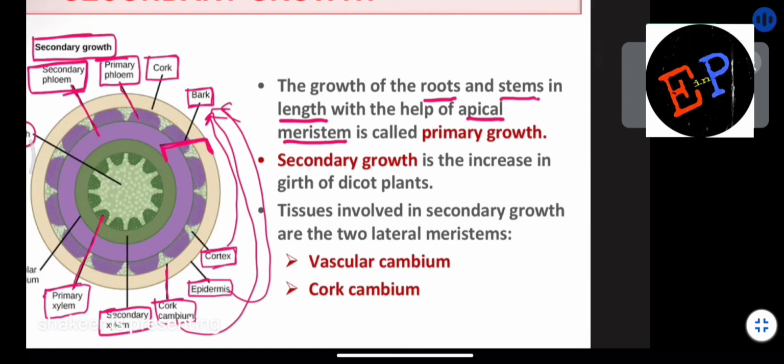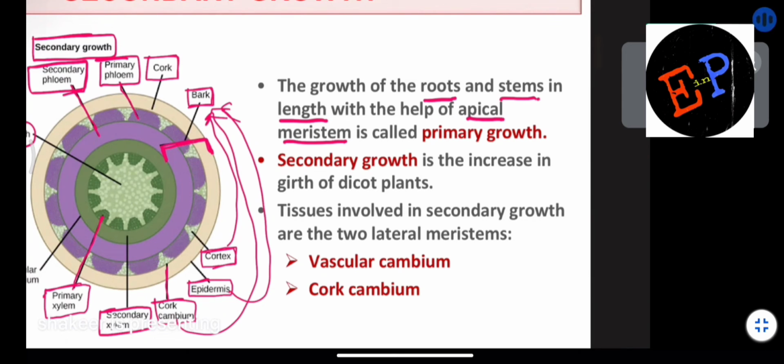Shoot apical meristem means the meristems which are responsible for growth in the length of the stems. Root apical meristems are the dividing cells responsible for growth of the roots. Sorry, shoot means which moves upwards. So this is called primary growth. That's all about primary growth.